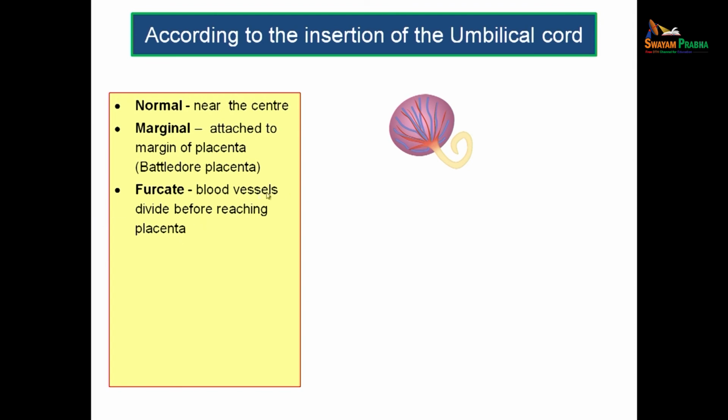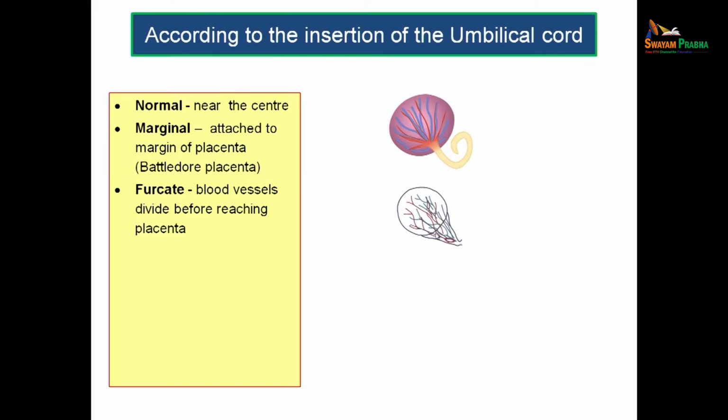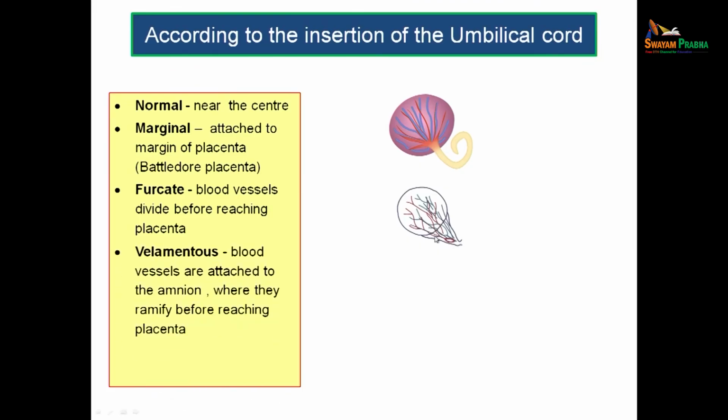Furcate attachment means the blood vessels divide before reaching the placenta. Usually what happens is the blood vessels enter through the umbilical cord, and when it reaches the placenta, then it divides and enter the placenta. But here what happens is, even before the umbilical cord reaches the placenta, the blood vessels will start dividing, and that is how you get a furcate attachment, that is the blood vessels divide before reaching the placenta.